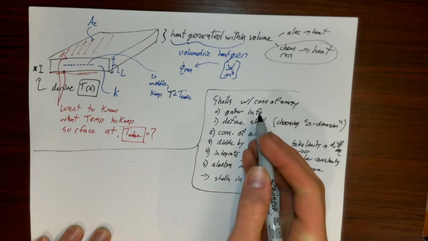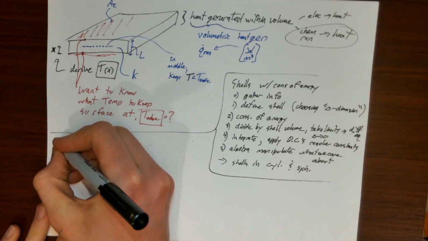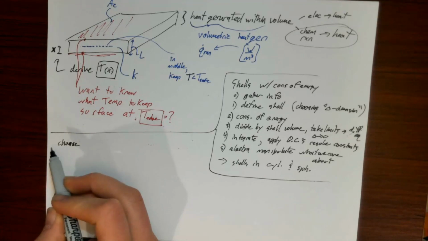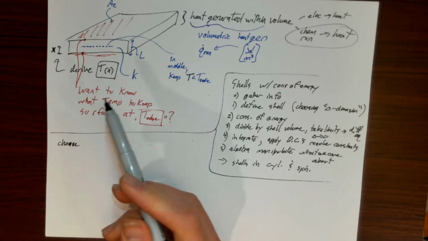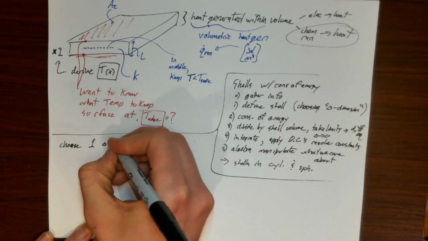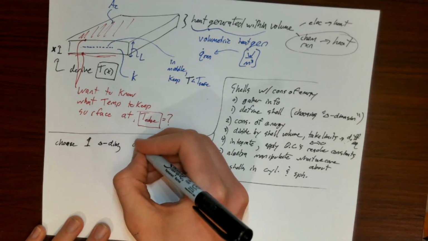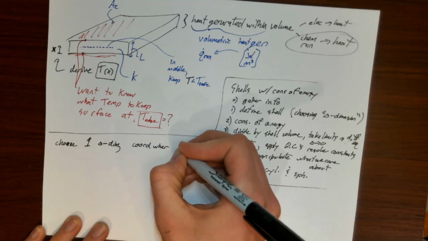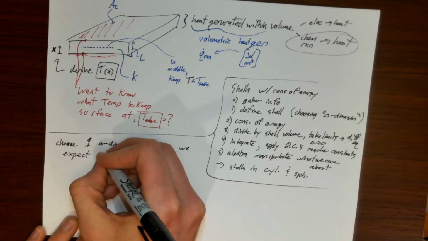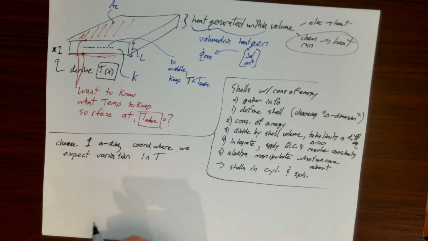All right, so we've gathered our info. Now we're going to define our shell. When we define the shell, we want to choose. When we were doing fluids, we oftentimes chose 2 delta dimensions. Spoiler alert, for heat transfer, we're probably only going to really need to choose 1 delta dimension, and the delta dimension that we choose is the coordinate where we expect variation in temperature.